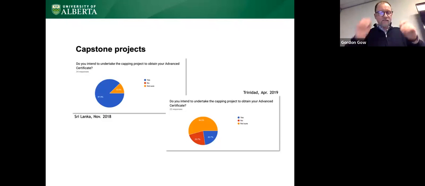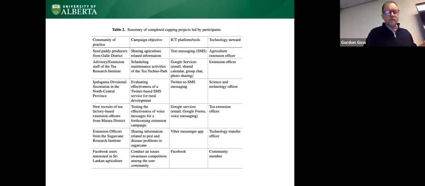The reality is when they try, and I'm not going to get into details in this talk, some of them did try to do capping projects and they ran into lots of obstacles. They don't have resources, they don't have time. Their senior manager or administrator doesn't want them doing it, doesn't think it's a good use of their time, et cetera. So there were individuals who wanted to do it but just couldn't, for various reasons. Of the 40 participants in the last two cohorts, 20 in Sri Lanka and 20 in Trinidad, about 10, I think 11 of them, who said they were going to do a capping project actually did one, and they submitted a capping project report to us.